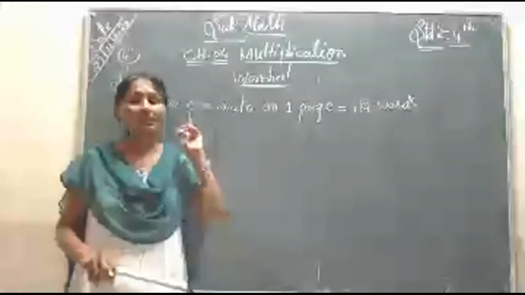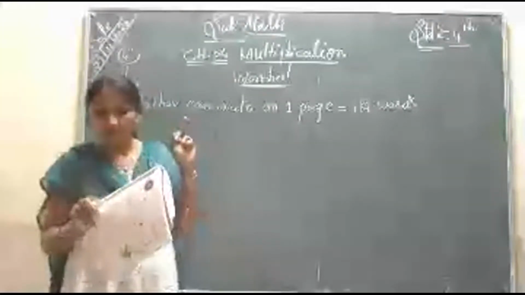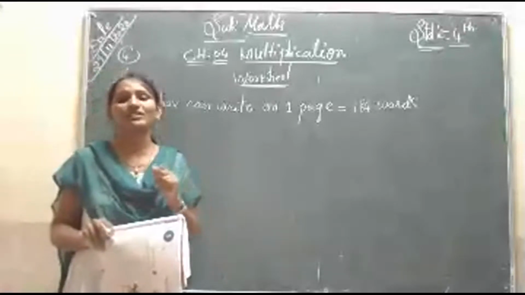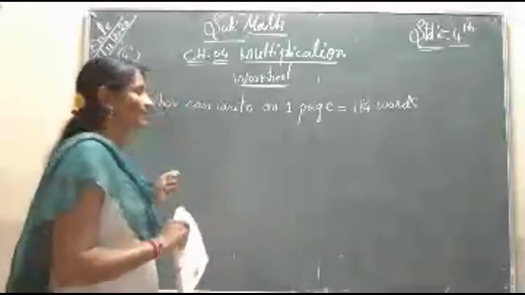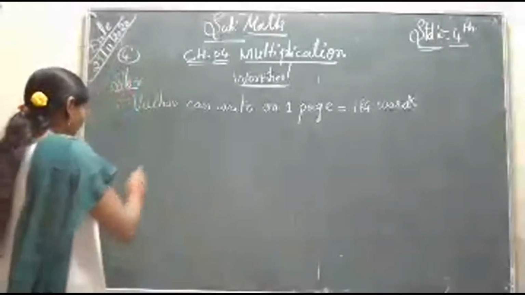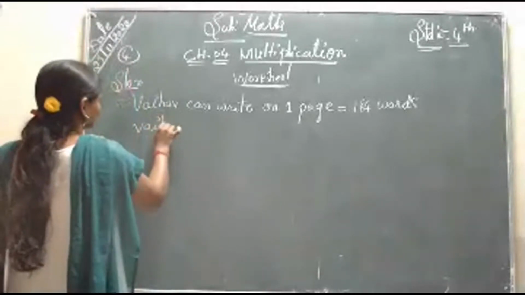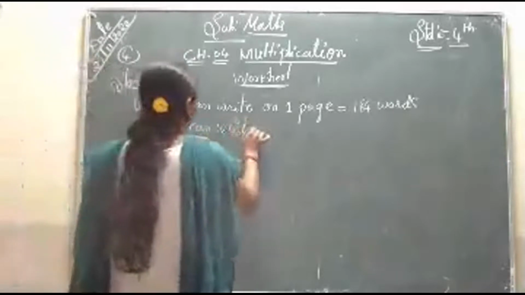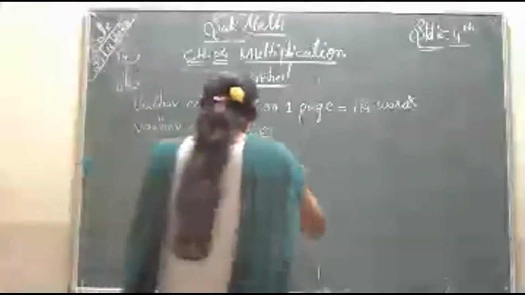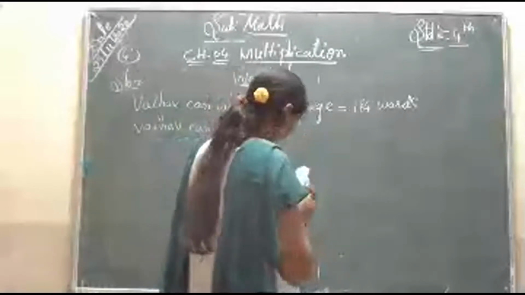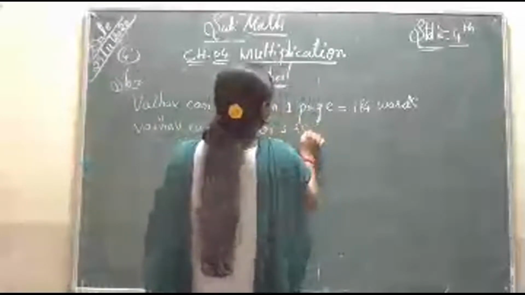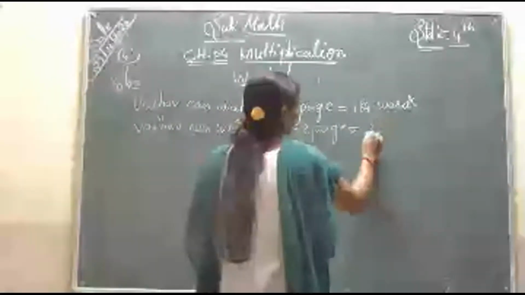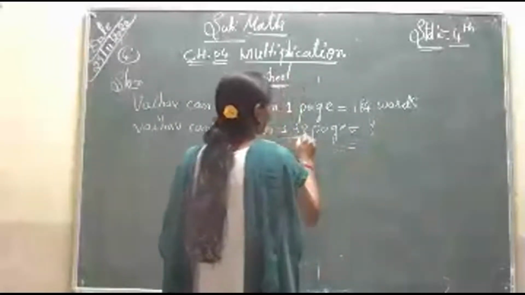So in 138 pages, how many words are written? That means you have to calculate that. Okay, so next you have to write Vaibhava can write on 138 pages. So that is a question mark, means you have to multiply these numbers.